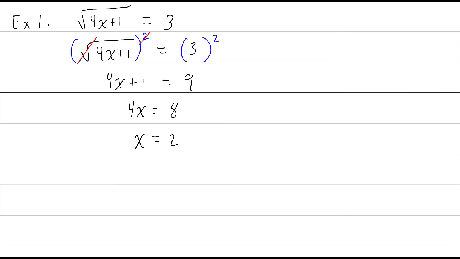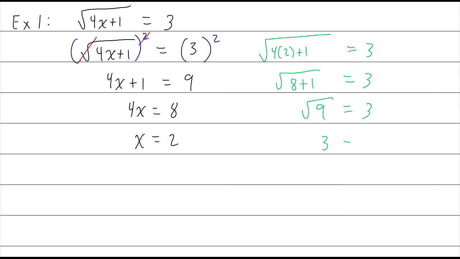I should always go back and check to make sure I'm not getting an extraneous solution. Hopefully that equals 3. 4 times 2 is 8, 8 plus 1 is 9, and the square root of 9 is 3. So that works, 2 works. Usually it will work unless you have a complicated equation where you're doing multiple things. When you're just raising both sides to a power, typically you'll get a solution, although there is a special case that I'll leave for you to discover in the homework.